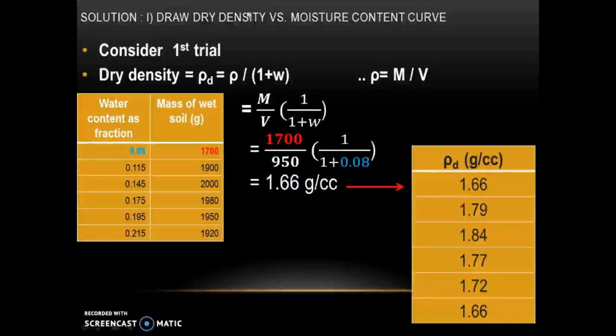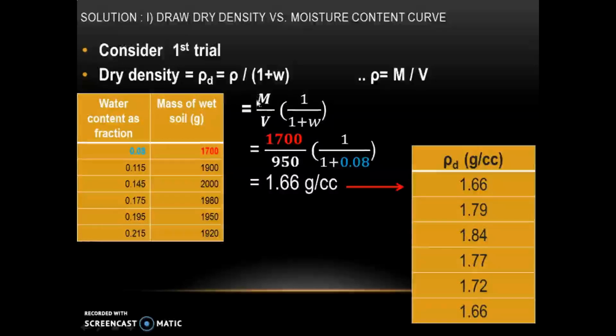First we need to draw the dry density versus moisture content curve. That means we need values of dry density, and the value of moisture content is already given in the problem. So we will consider the first trial to begin with. To find the value of dry density, we know the formula rho d is equal to rho divided by 1 plus W. Rho is density, which is mass divided by volume. So we will replace rho by m divided by V and 1 plus W as it is.